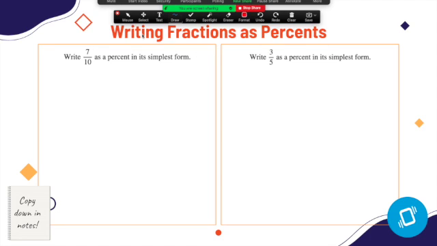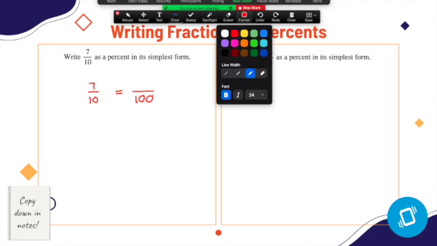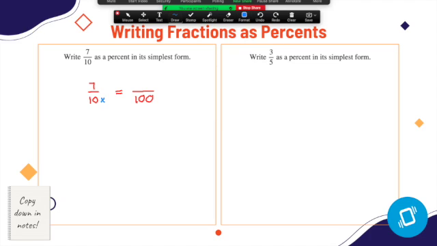Let's try looking at this one where we're asked to write fractions as percentages. So right here we have 7/10 and we're asked to write it as a percent in its simplest form. Again, remember how I said that our fractions always have to end up with the denominator equaling to 100. So what we can do is we can figure out what number times 10 can equal to 100. I know that 10 times 10 would equal to 100.